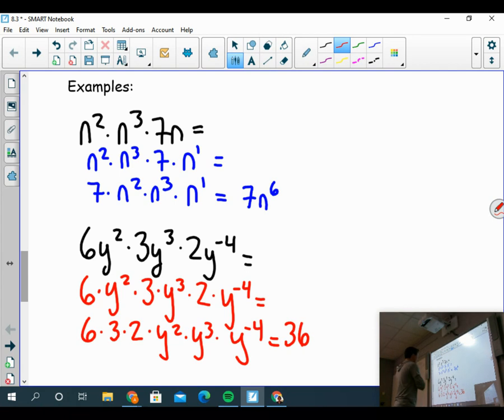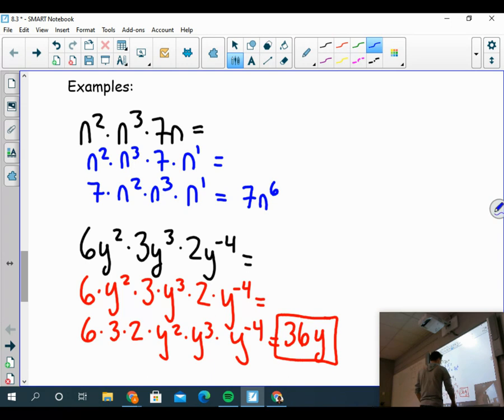And then we have 3 like bases multiplied together. So we add the exponents. 2 plus 3 is 5. 5 plus negative 4 would just be 1. So this all simplifies down to 36y.